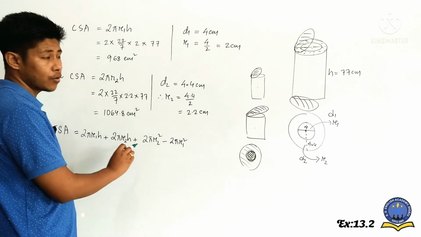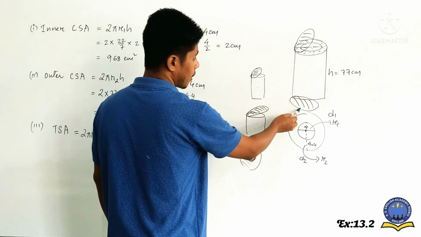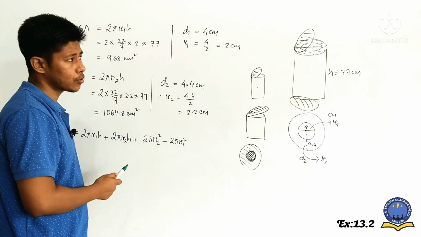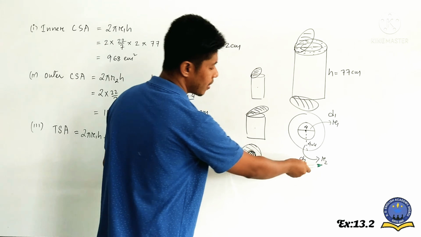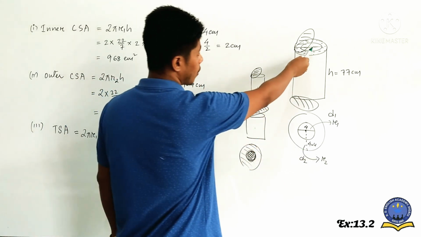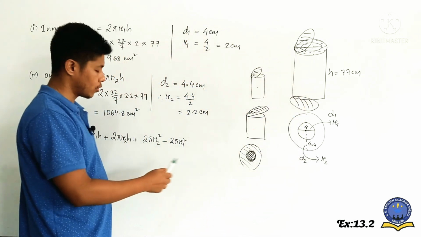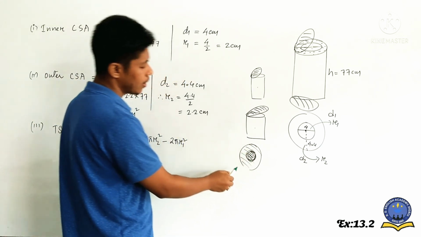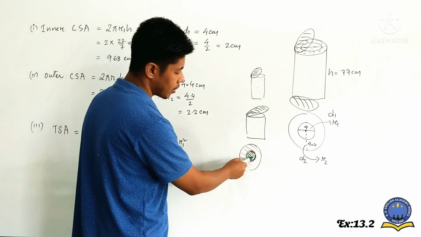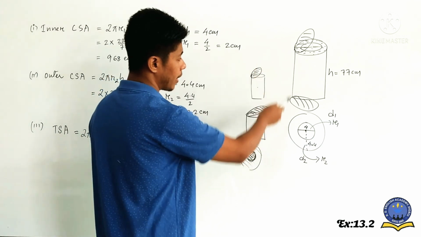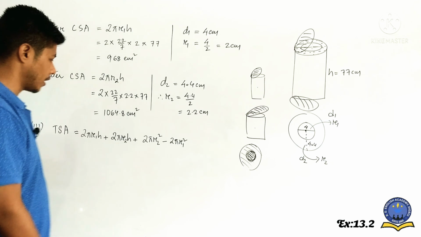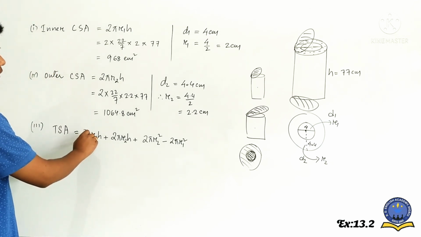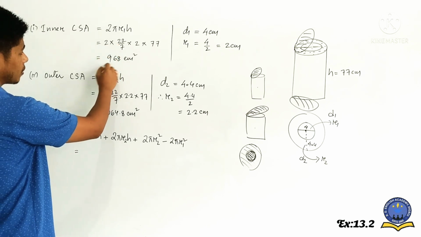Why do we write 2 pi r2 square? Because one area is this one, another one is this one. So if we add these, two times pi r2 square, because for the bigger one we consider the radius r2, and for the smaller one r1, so that's why 2 times pi r1 square. And this part is common for both the smaller and the bigger part, so we have to subtract this smaller part from the bigger part, and then we get the total surface area here. So now in this case 2 pi r1h, we already know this value. How much is it?